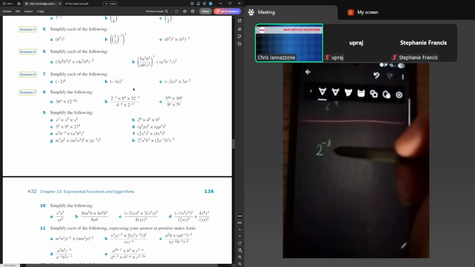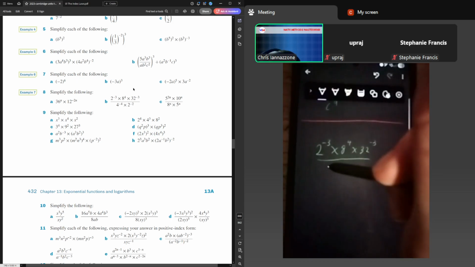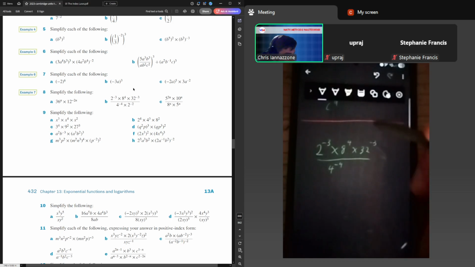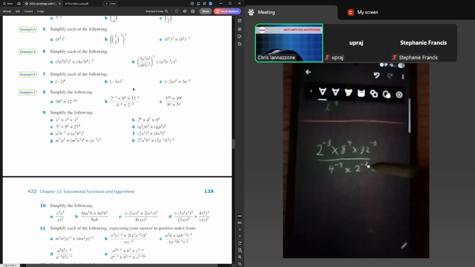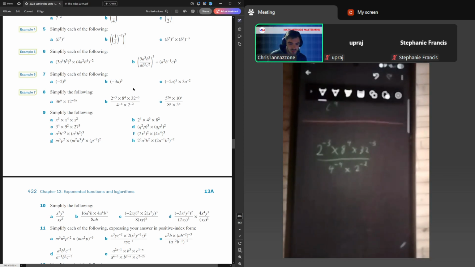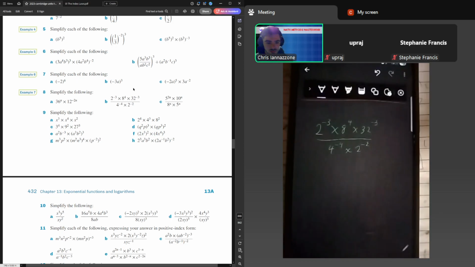2 to the power of -3 times 8 to the power of 4 times 32 to the power of -3, all over 4 to the -4 times 2 to the negative 2. So yep, as I said, I haven't actually explained the more efficient way of doing this. I'm curious if anyone can just sort of come up with it themselves.